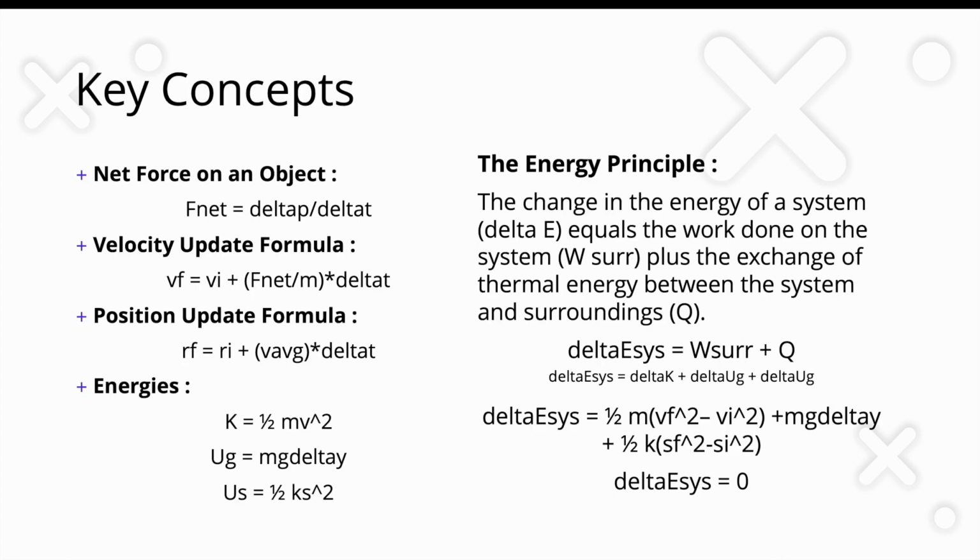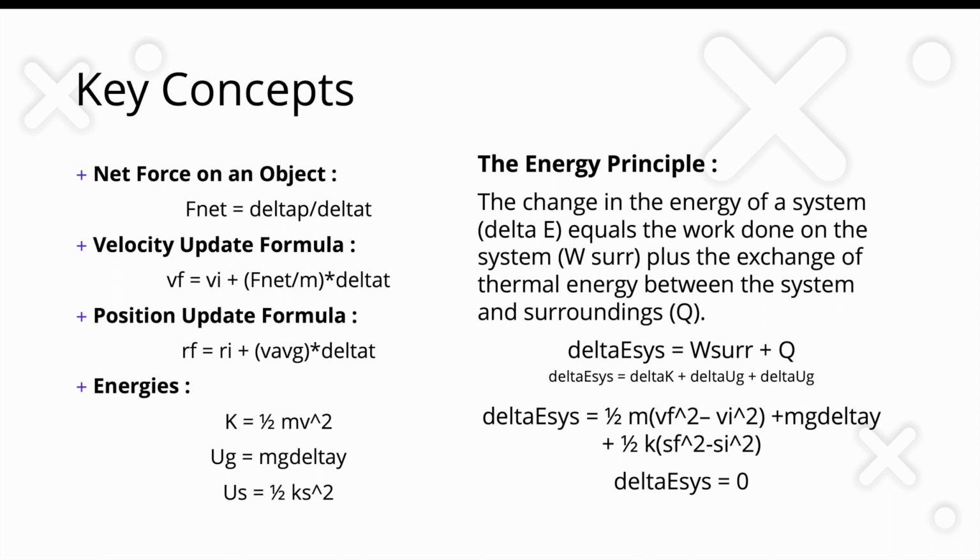So the key concepts of this lab: the net force of an object is represented in the code as F net equals delta P over delta T. The velocity update formula is shown as the final velocity is equal to the initial velocity plus the sum of net forces divided by mass times the change in time. Position update formula is shown as the final position is equal to the initial position plus the average velocity times the change in time. Our energies, K equals 1/2 mv squared.